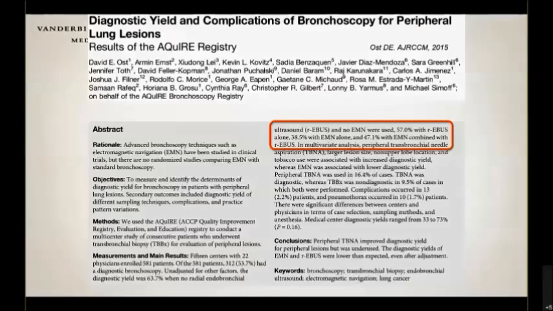So for instance, in the Acquire registry, we've got diagnostic yield for electromagnetic navigation that's about 40%, which is horrendous. The question is, how are these cases selected? Are these cases only happening when conventional bronchoscopy is not possible or too difficult, and then the most difficult cases trickle down to electromagnetic navigation? A lot of selection bias here.